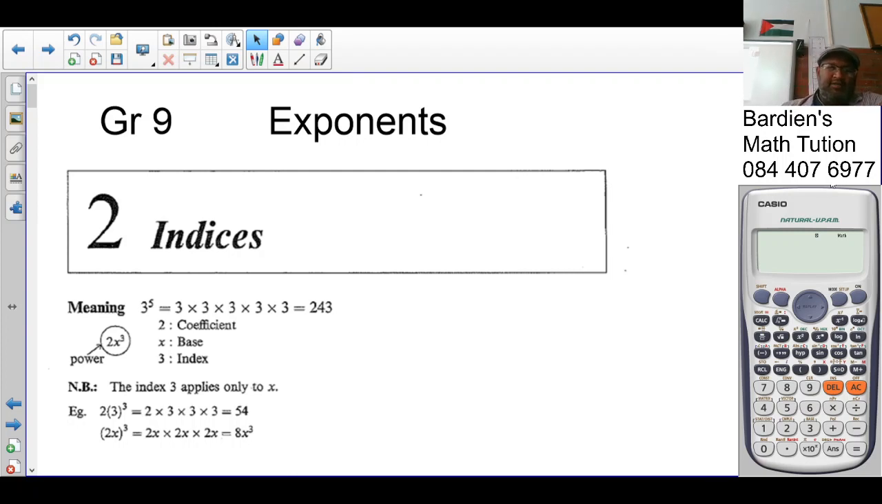Okay, good afternoon. So the first topic that we're going to look at for the year, for grade 9, is going to be exponents. Another word for exponents is indices. Indices and exponents is basically the same thing. Just to refresh your memory, we're going to look at the laws that we have. We're just going to refresh the laws that were taught to you in grade 8. There's one or two deductions that are made in grade 9, but the laws are the same.